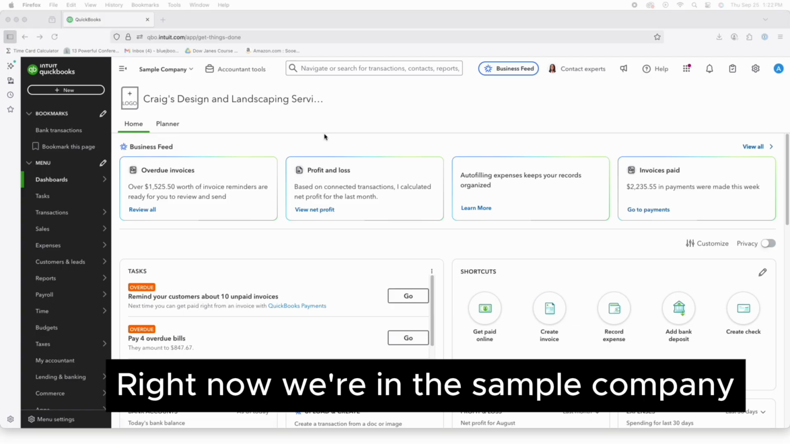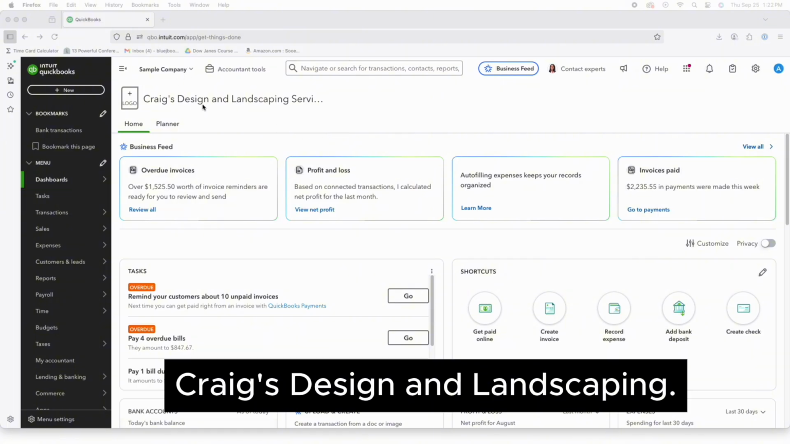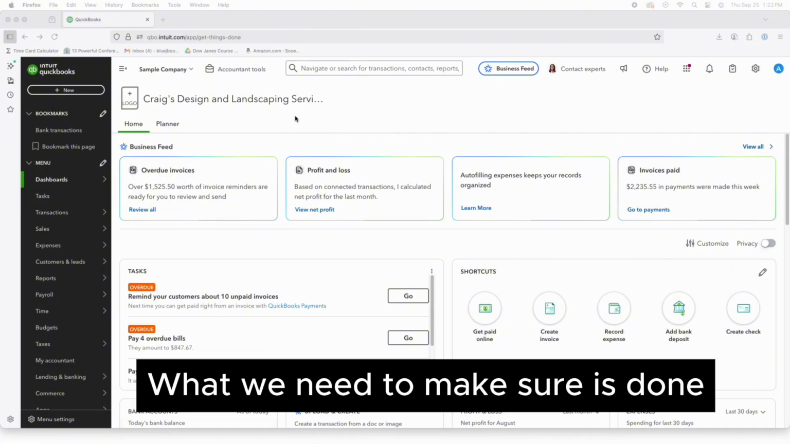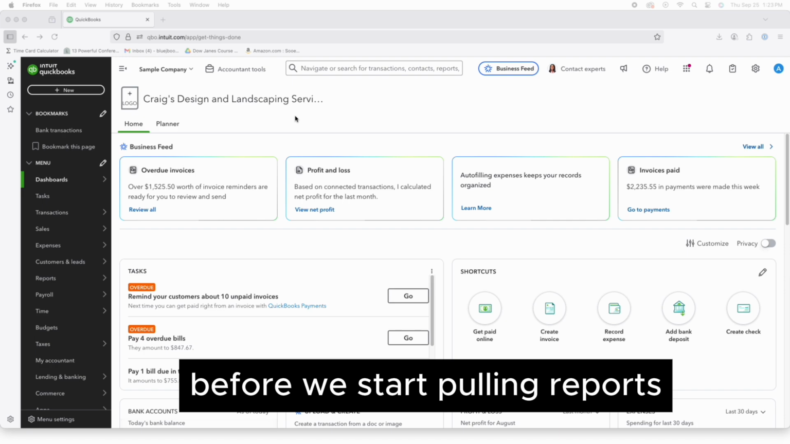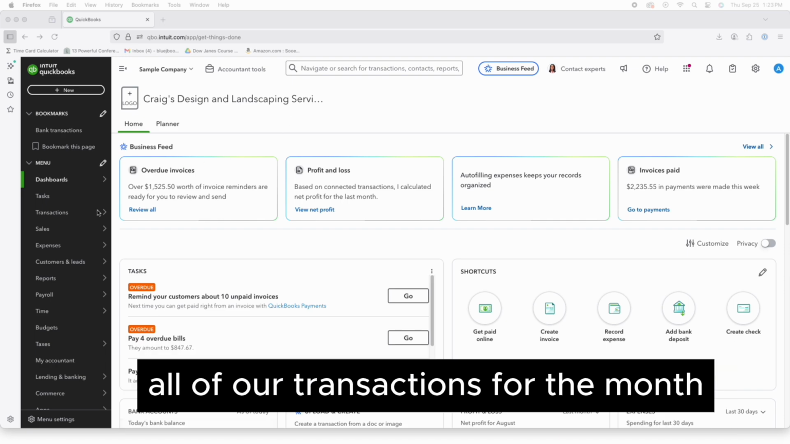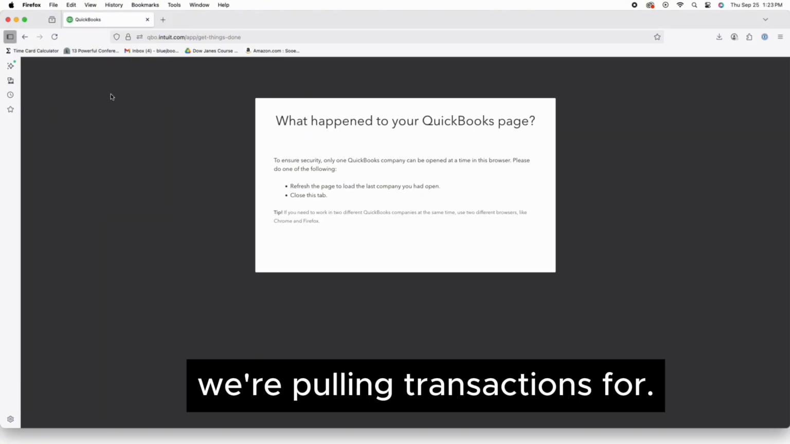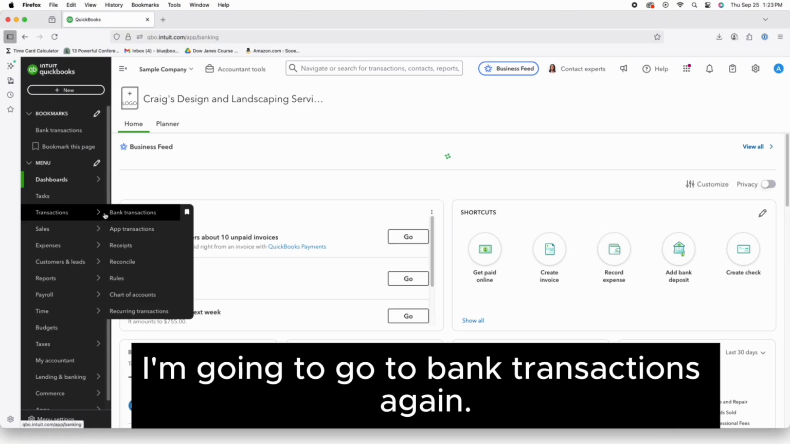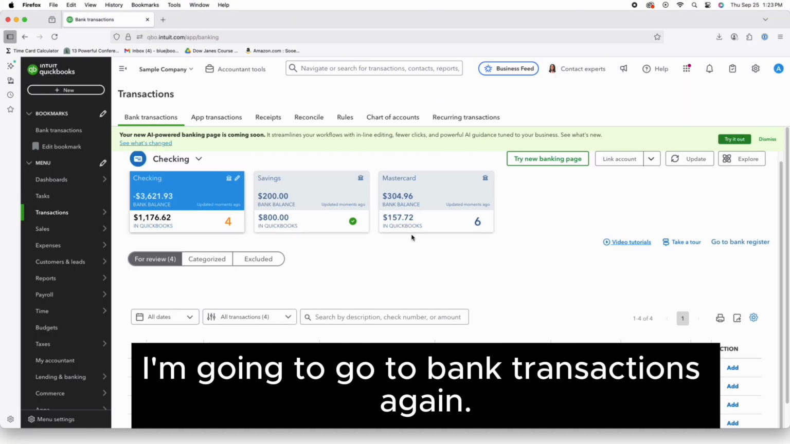Right now, we're in the sample company, Craig's Design and Landscaping. What we need to make sure is done before we start pulling reports is that we have categorized all of our transactions for the month we're pulling transactions for. So I'm going to go to bank transactions again.